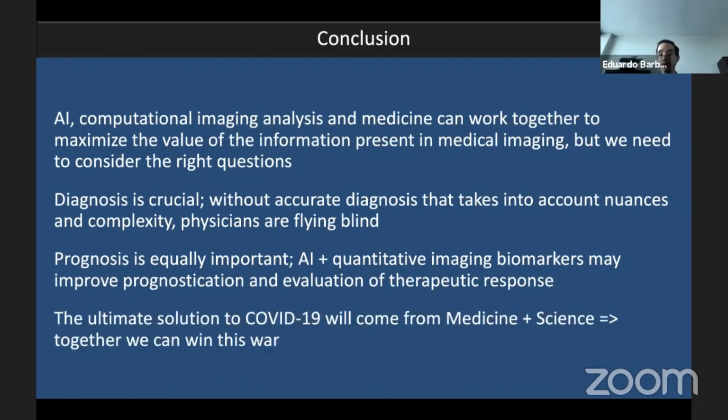And I think the ultimate solution to the COVID-19 crisis will come from people like us, physicians, researchers, who are trying to work with scientific ideas to help medicine such that we can have a final definitive medical solution. And I think that together we can win this war.